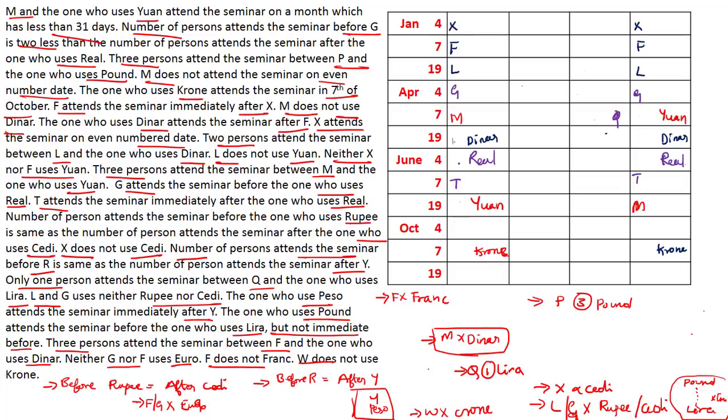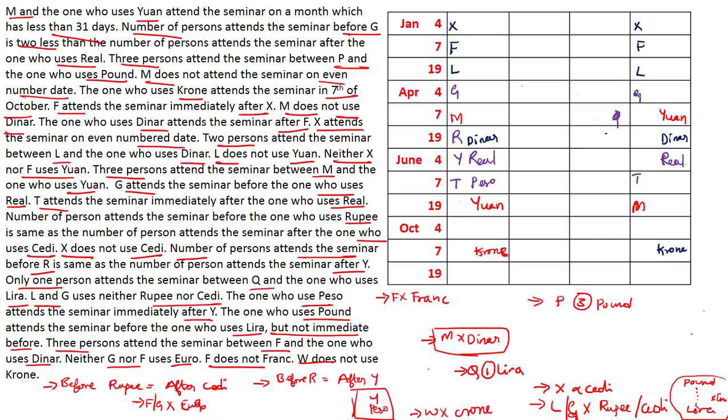In the same manner, if R is placed here, before R, 1, 2, 3, 4, 5, 6. There are 6 persons. It means after Y, there should be 6 persons. So 1, 2, 3, 4, 5, 6. Y can be here. But immediately after Y, peso has to be placed. Peso cannot be placed here because real is already there. So therefore, R cannot be at this place. Only one possibility: R can be here, Y can be here. Immediately after Y, peso has to be placed here. I hope you got it.